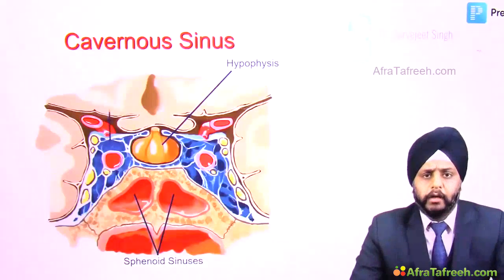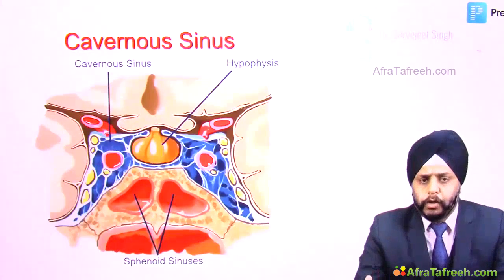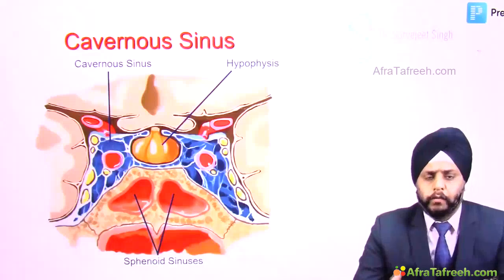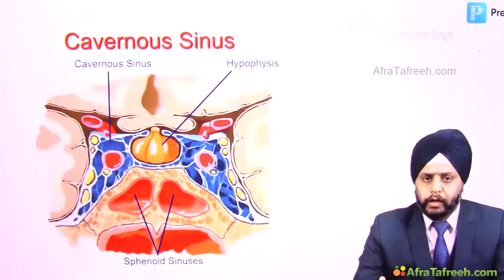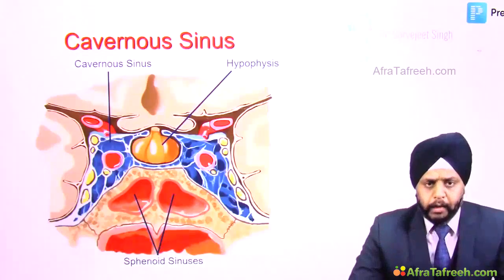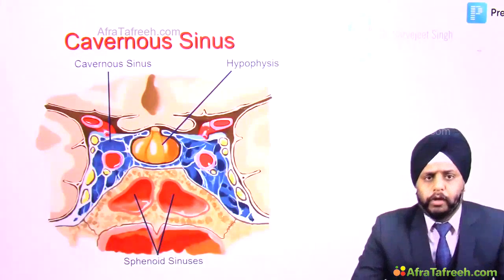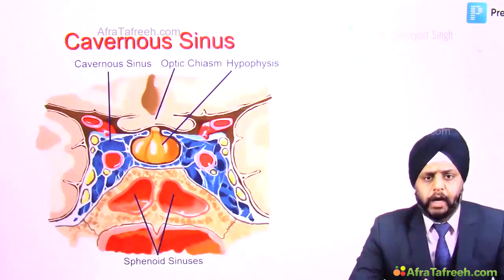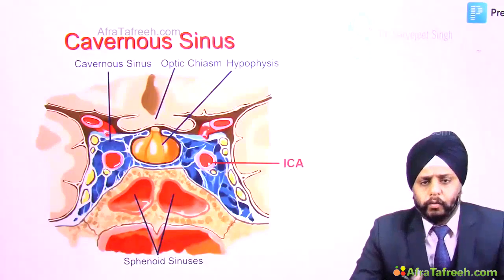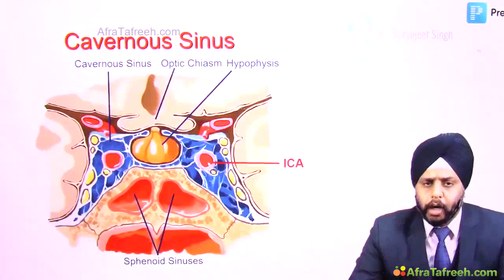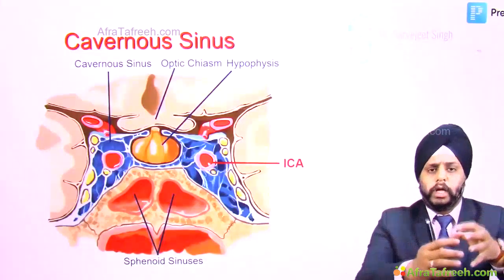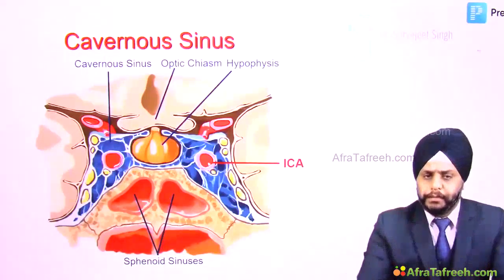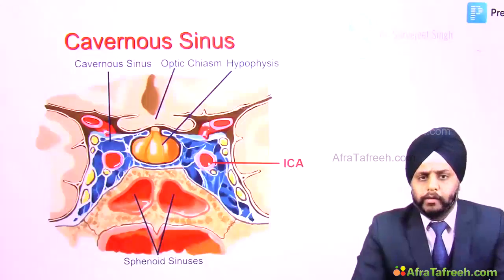Now, what lies lateral to the pituitary? We have the cavernous sinus. You can see superior to the sphenoid sinus, we over here have the cavernous sinus on the two sides. Okay, now what all structures can you see inside the cavernous sinus? You can see inside the cavernous sinus that we have the ICA, the internal carotid artery. So it is passing through the cavernous sinus along with the sympathetic plexus around it. Right? Okay, what else do we have?